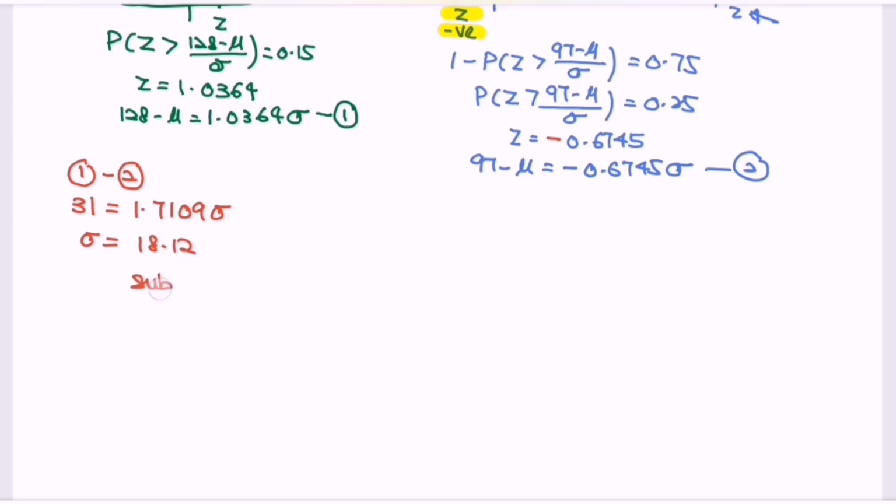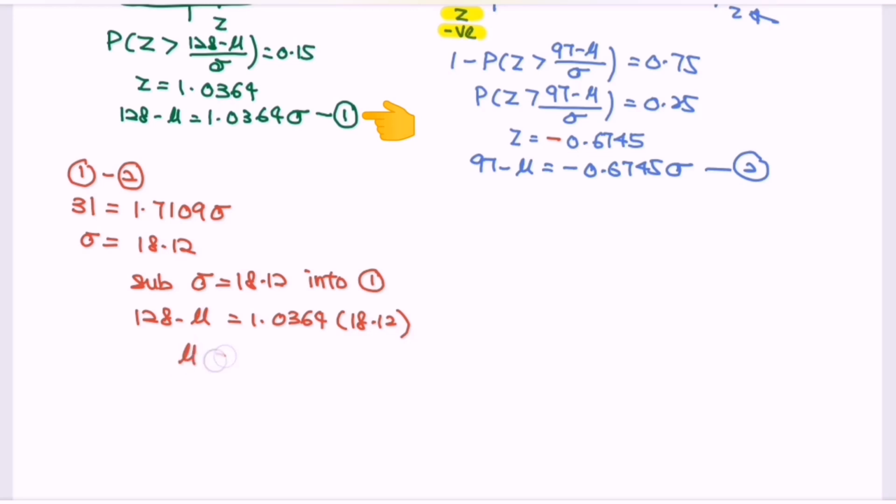Kindly sub the standard deviation 18.12 into the first equation. So 128 minus mu equals 1.0364 multiplied with 18.12. So we will have mu, which equals 128 minus 18.78. So the mu will be equal to 109.22, and the standard deviation will be 18.12.